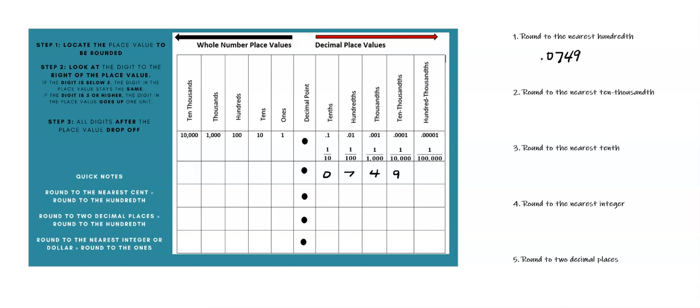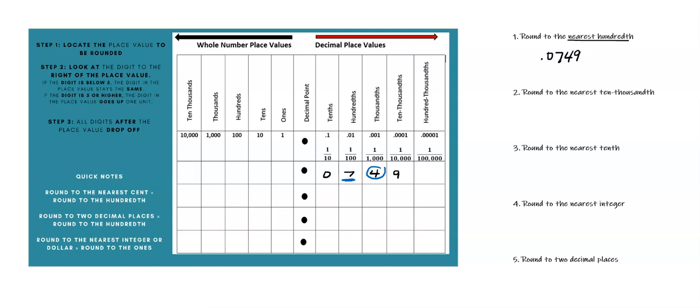So the first thing that we're going to do is we're going to locate the place value to be rounded. So that means that we look at the question, round to the nearest hundredth. So let's underline the digit that's in the hundredths. So we have the number 7 here. See, that lines up with the hundredths. Step number 2, look at the digit to the right of the place value. The digit to the right of the place value is a 4.